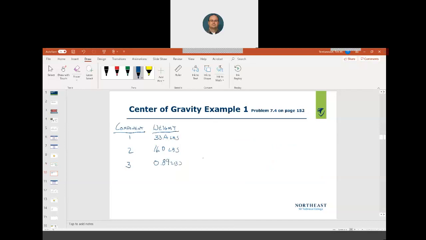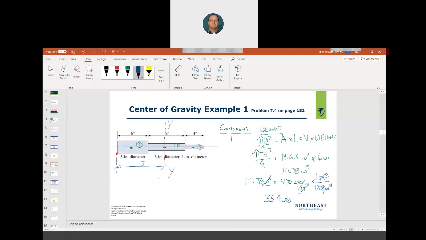Okay, so I have the weights of each component. Now I need to find X, and that's in inches. X is the distance from the point of origin, which we always like to start in the lower left-hand corner if possible, because then all our numbers are positive as we're going to the right, to the individual component centroid. I'm always measuring back from the point of origin, so this is 0, 0.